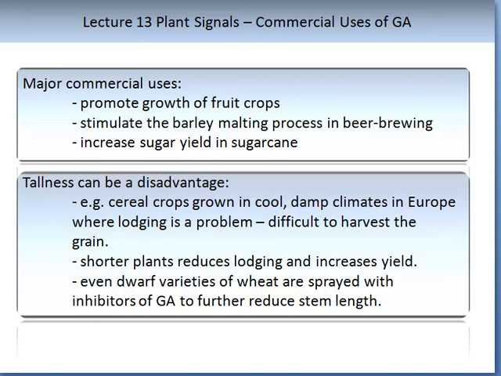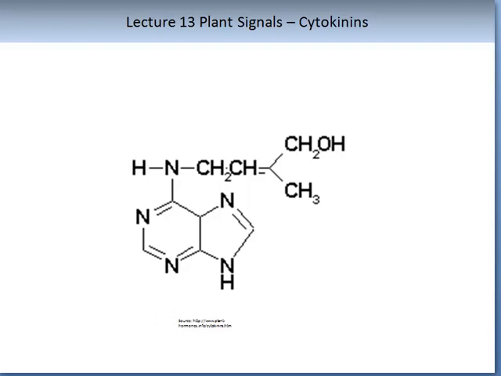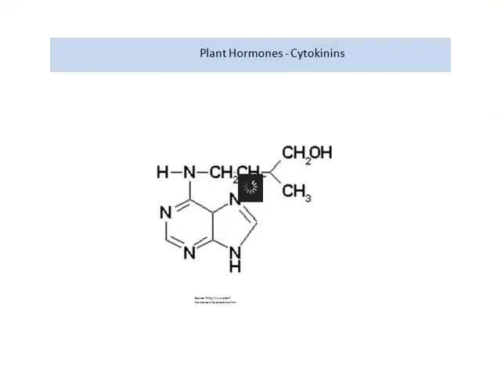Tallness can be a disadvantage in some crops, for example, cereal crops grown in cool, damp climates in Europe, where lodging is a problem and makes it difficult to harvest the grain. Therefore, producing shorter plants reduces lodging and increases yield. Even dwarf varieties of wheat are sprayed with inhibitors of GA to further reduce stem length. This brings us to the end of the GA section, and now we will look at the hormones cytokinins.